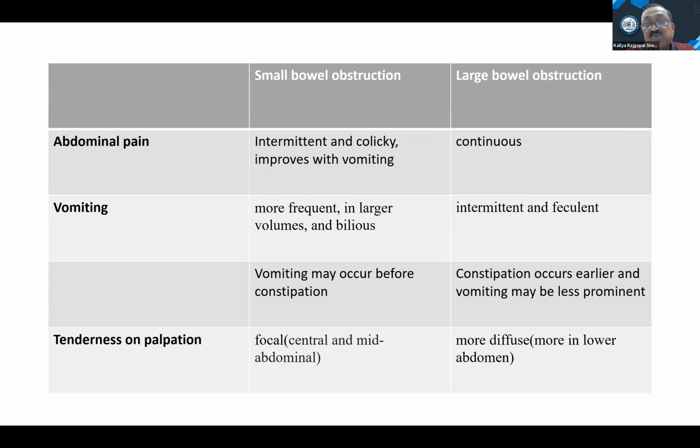Abdominal pain, so vomiting you have written here. Then focal, central and mid-abdominal tenderness. This is a large bowel obstruction, more diffuse, whatever you have. Tenderness generally indicates real strangulation, as already pointed out. Large bowel tenderness we don't rely on, because for the large bowel to become strangulated it takes some more time. All right, sir.